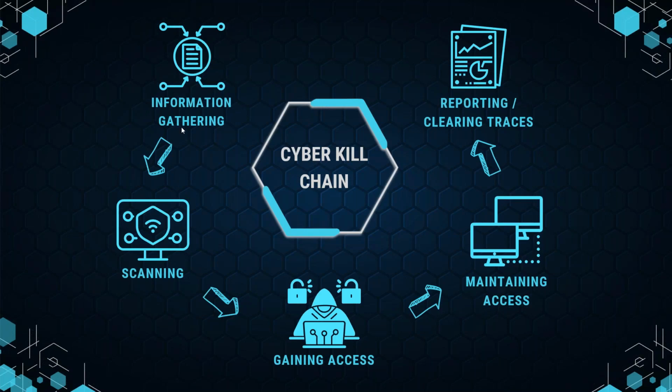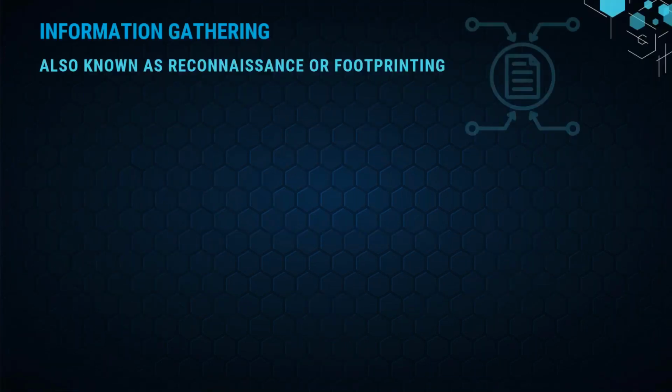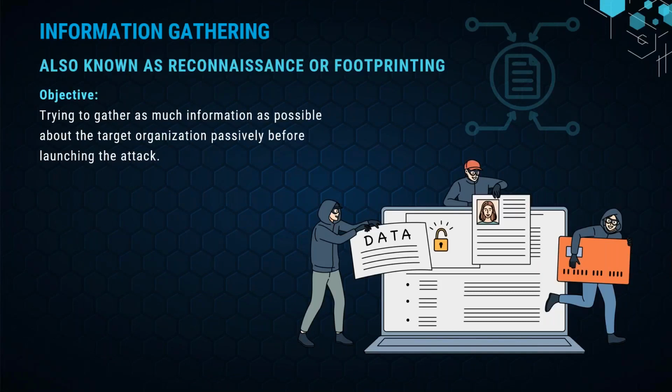The first topic we have here is information gathering. This is also commonly known as reconnaissance or footprinting, and the main objective here is to gather information about your target passively. This is the step where the hacker or the ethical hacker tries to research information about the target organization before launching the attack. All of this information is obtained passively. What I mean by passively is you get this information from third-party sources, from the internet.